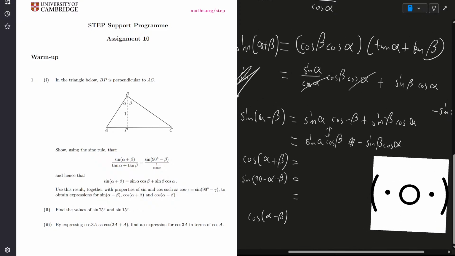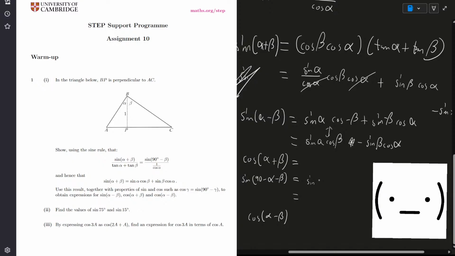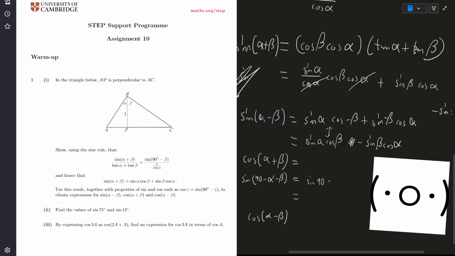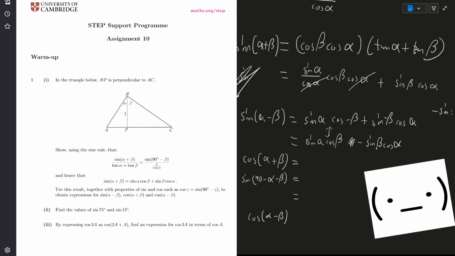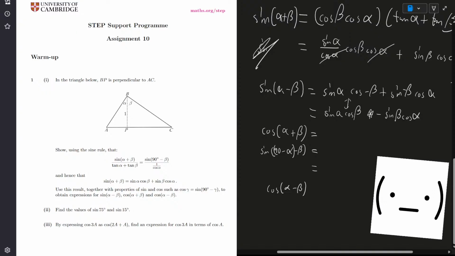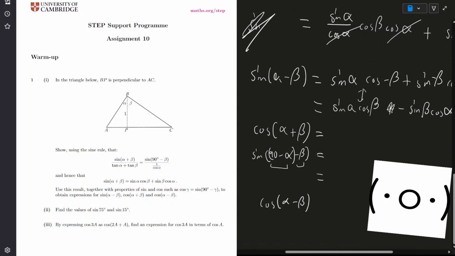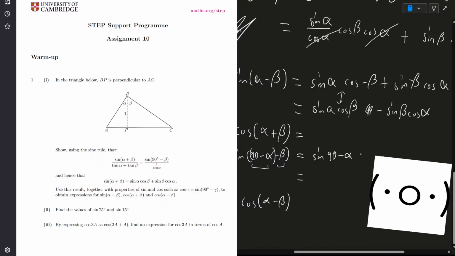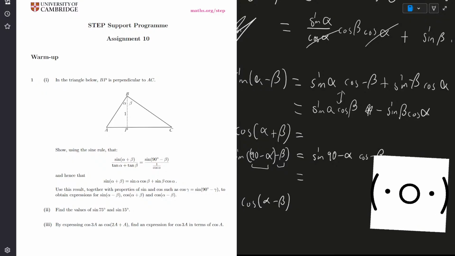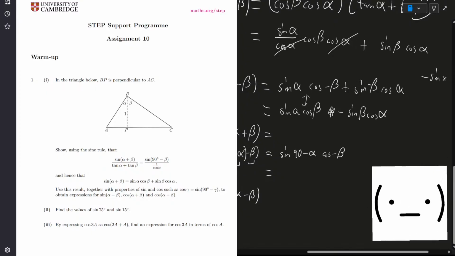So now that we've done that, we sub in the same bits, sine 90, cosine, sorry. In order for us to be able to parse this, we need alpha and beta to be separate. So let's consider this as one chunk, and this is the other chunk. So sine 90 minus alpha, cosine negative beta.